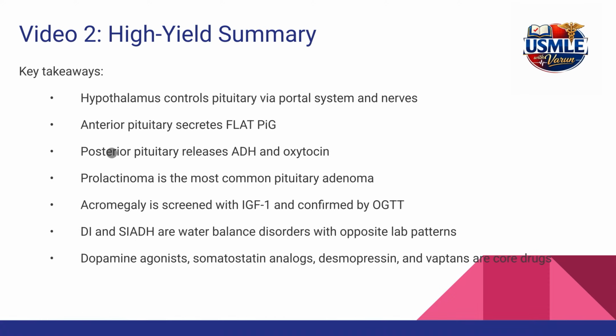To summarize, the hypothalamus controls the pituitary through blood and nerves. The anterior pituitary secretes hormones. In the mnemonic, we remember it as FLAT PIG: FSH, LH, ACTH, TSH, prolactin, and growth hormone. The posterior pituitary releases ADH and oxytocin. Prolactinoma is the most common pituitary adenoma. Acromegaly is screened with insulin-like growth factor 1 and is confirmed by oral glucose test.